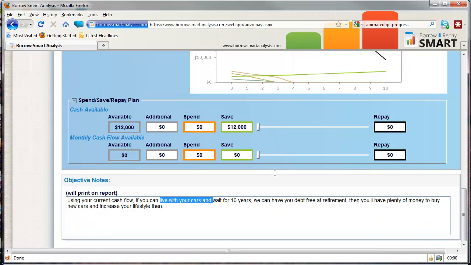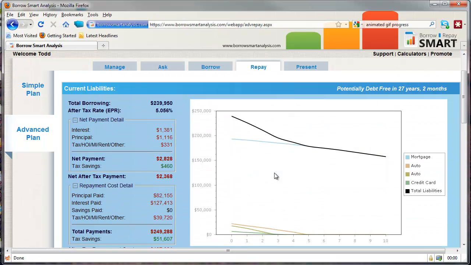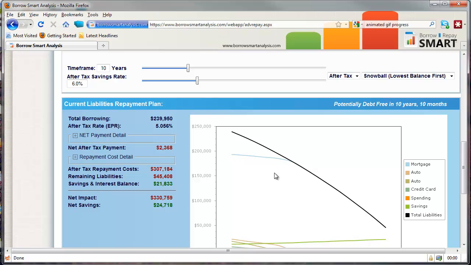But what the advisor was simply doing for this client is saying, hey, if you're willing to live with your cars, both of them are new, if you can make it 10 years with those 2 cars, I can have you debt-free at retirement, and you'll have plenty of money at that point to buy new cars and fuel that lifestyle of the future. Now, if you were this client and this advisor sat down with you and said, this is something I can do for you now, help you create a strategy to be debt-free by retirement in 10 years and save an additional $24,000, about $25,000, there's nothing about this strategy that would require this advisor to say no.